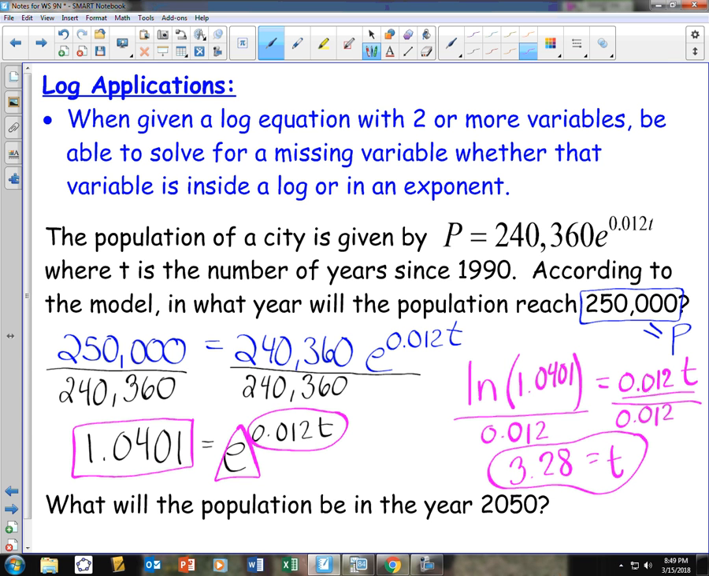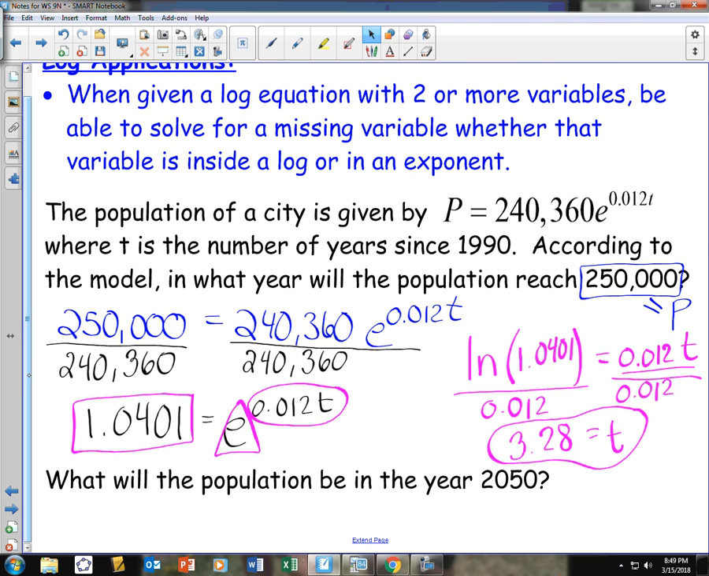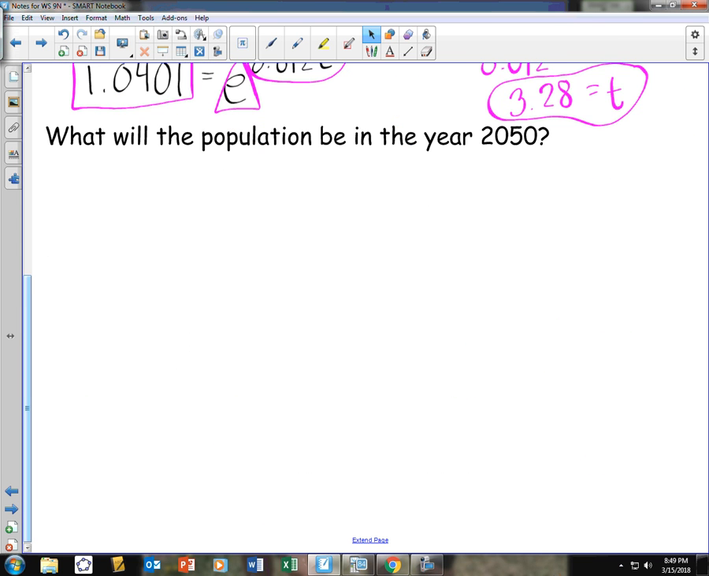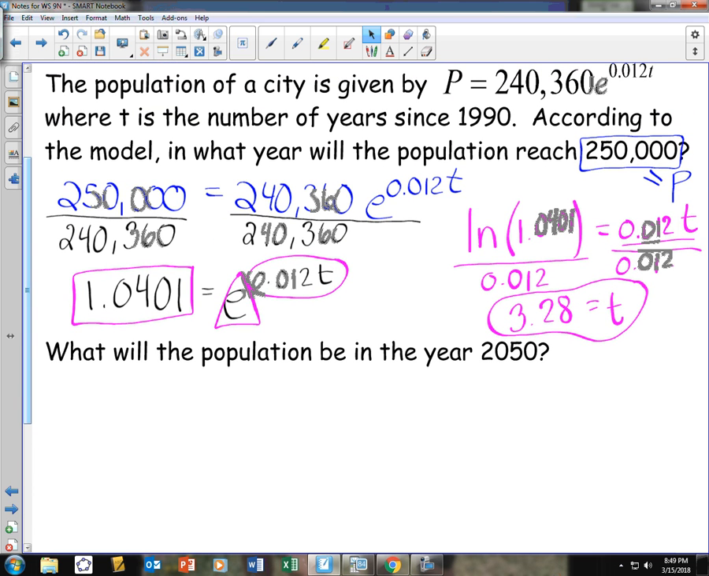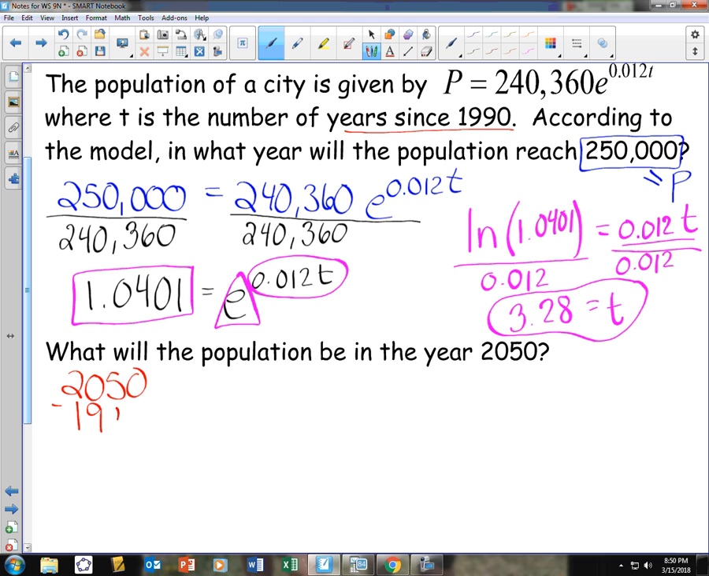All right, so another type of question that could be asked is, what will the population be in the year 2050? So this is actually an easier problem. However, do remember that the problem is in terms of years since 1990. So let's see here. 2050, take away your 1990. That's going to be what, 60 years have passed. So we need to plug in 60 for t. And so this problem is really more of just a plug and chug. We're going to solve for P.